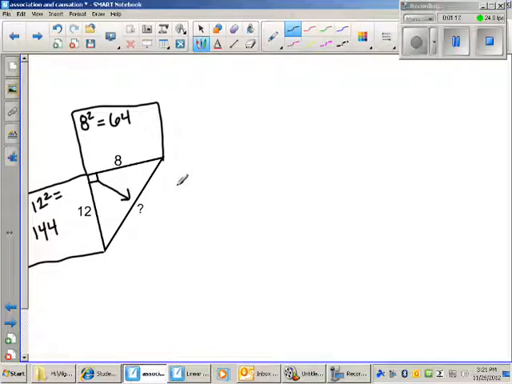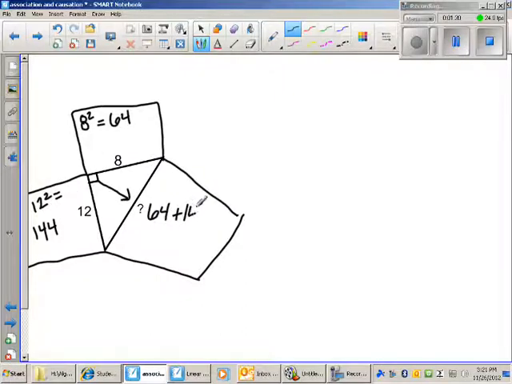And then I can use those areas to find this area right here. So this area is going to be these two areas added together. So it would be 64 plus 144, which is 208. So we have this 208 here, but that is not the side length.